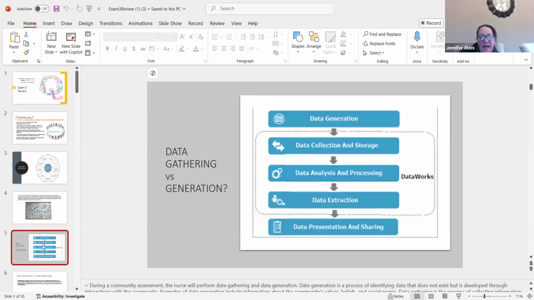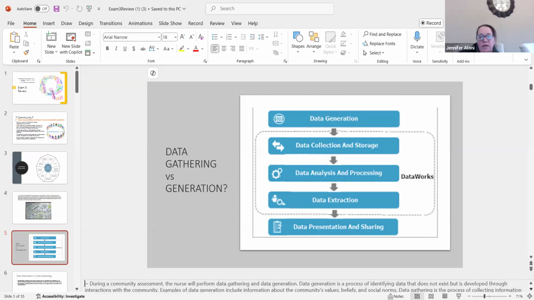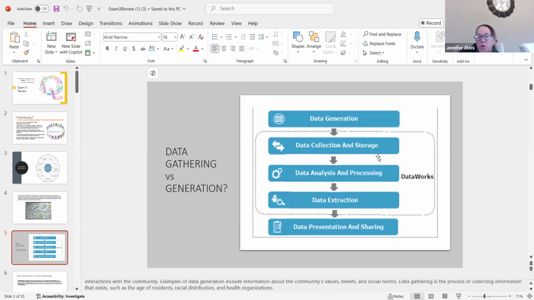We had a section on data gathering and data collection. So do you know that data generation is the process of identifying data that is not able to be looked at, but you have to look at the interactions within the community. Examples of this would be like the community's values and beliefs, right? So we're getting this information from the social norms that we see. Data gathering is more easy where you're collecting information like how old are they, what's their racial distribution, like what health organizations do we have.